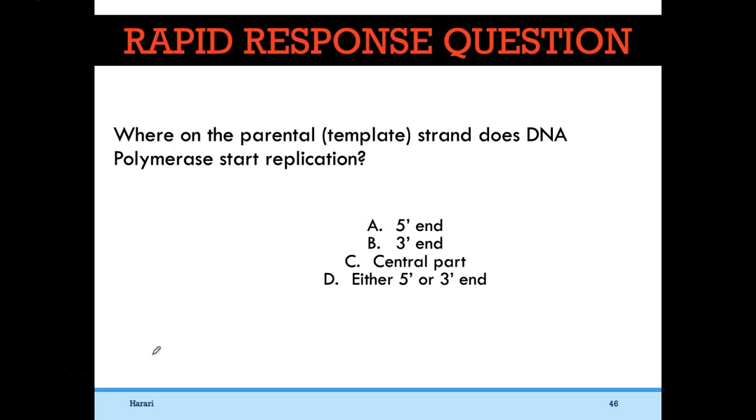Where on the parental or template strand does DNA polymerase start replication? So pause here and think about this for a second. If it makes DNA 5' to 3', it has to start at the 3' end of the parental DNA template, so that it can make DNA from 5' to 3'. And this will be very clear, hopefully, in the next couple of slides.